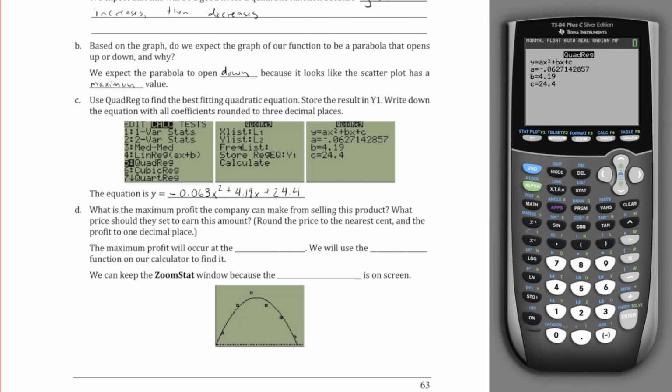We should probably look at the graph and make sure that it's a decent fit, right? I'm just going to hit graph here. That seems like a decent fit. We expect that the maximum profit will occur at the vertex. And we're going to use the maximum function on our calculator to find it.